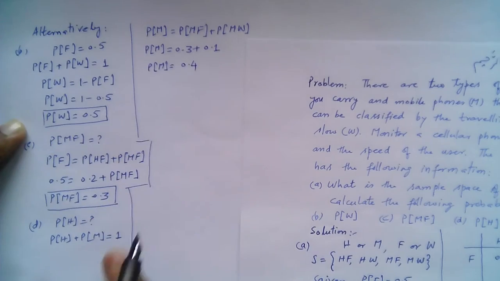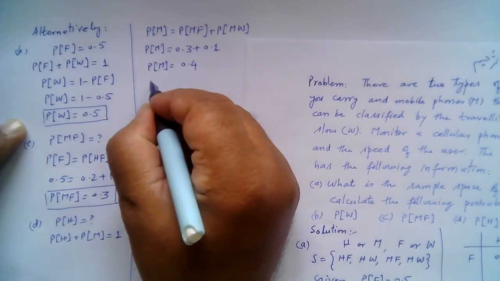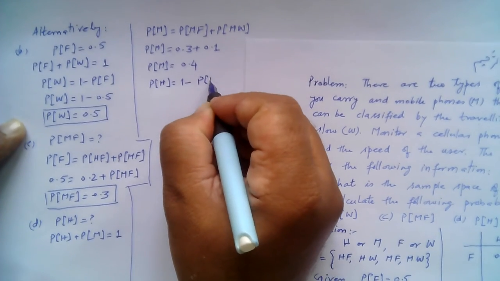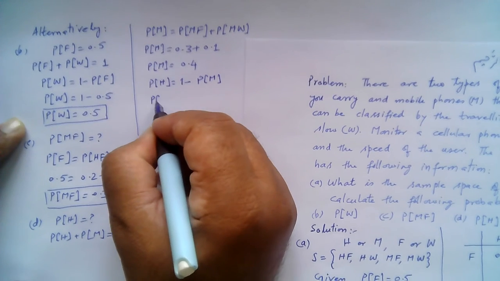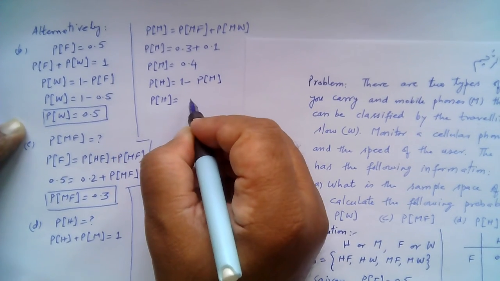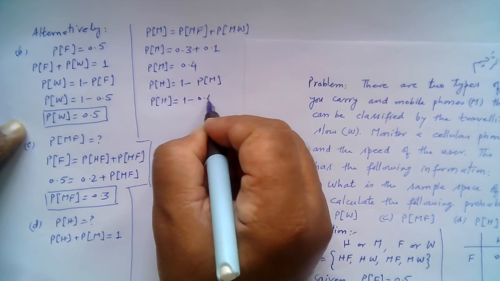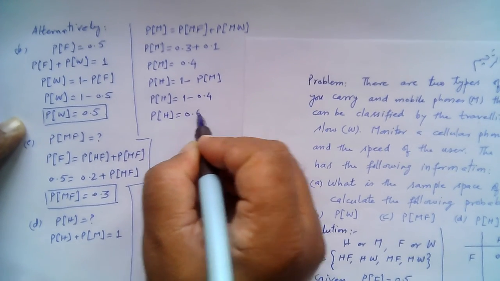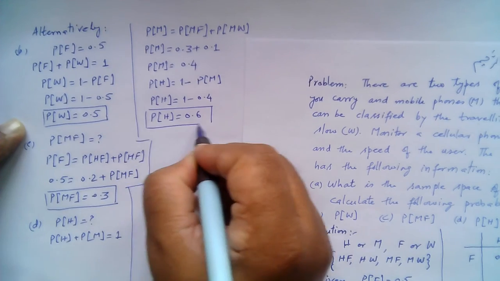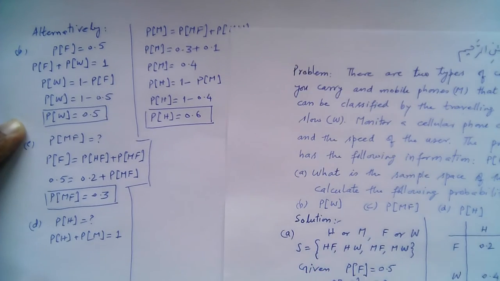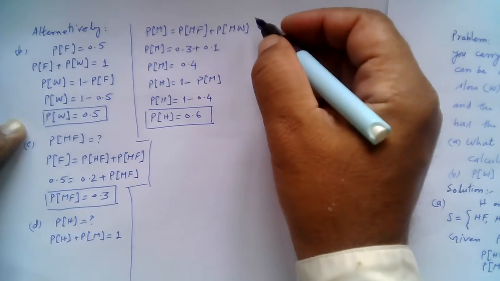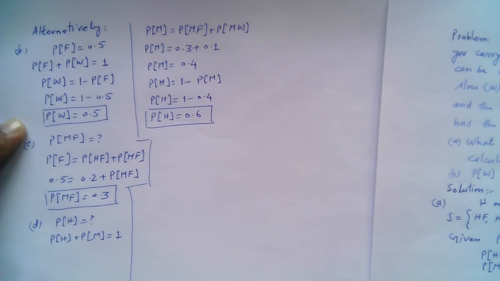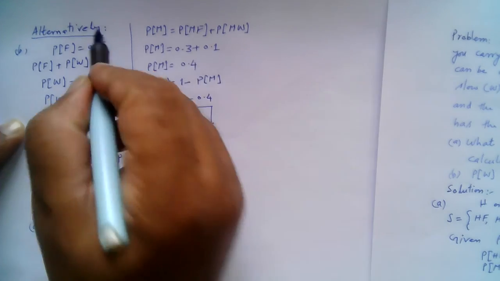So that means putting this value here, probability of handheld phone is 1 minus probability of M. So probability of handheld phone is 1 minus 0.4, and that comes out to be again 0.6. So in this way also we can determine the probability.